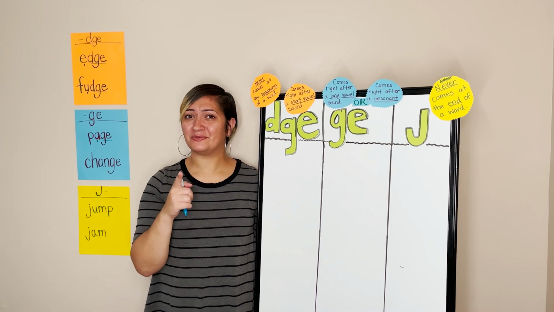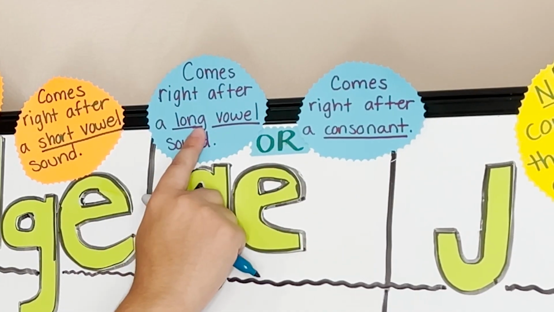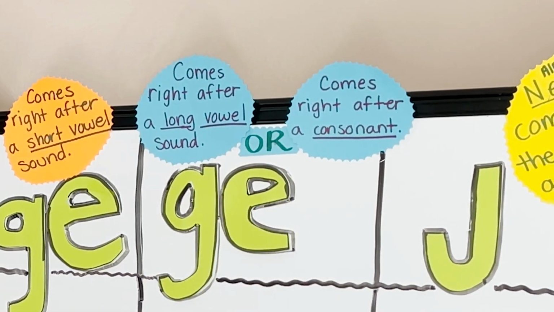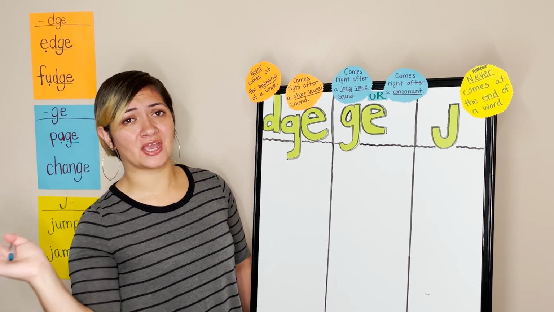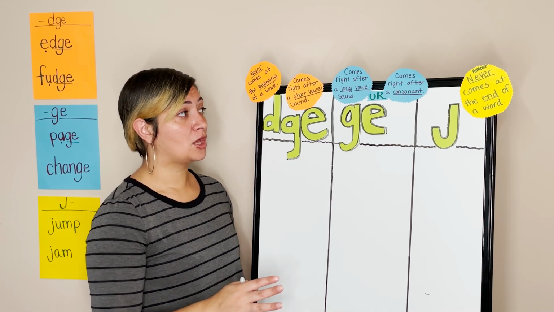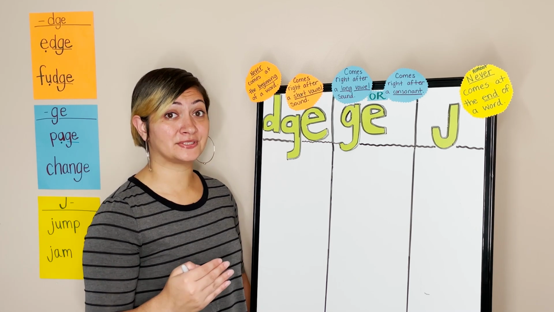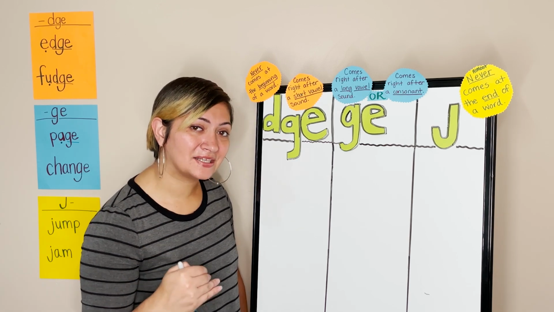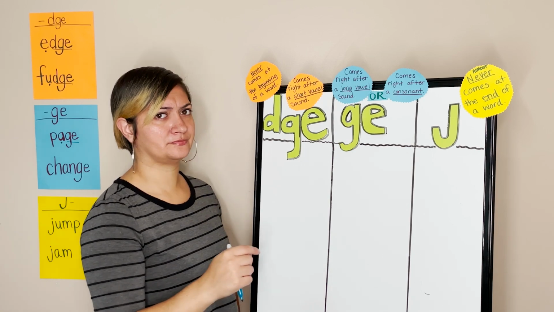Another reason we would use G-E for the J sound: not only will we use it if there's a long vowel sound before the J, but also if there's a consonant. If you remember, consonants are all the other letters in the alphabet that are not vowels. So when you say the word and you hear a vowel sound, you have to determine if it is short or long. But if you hear a consonant right before the J, then you know, oh, I'm going to use G-E.